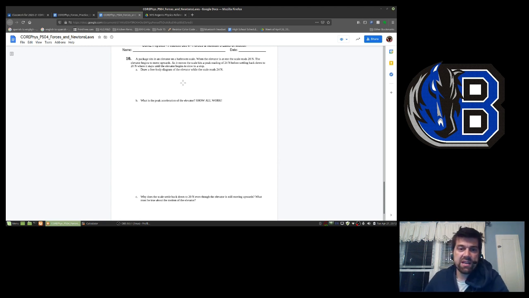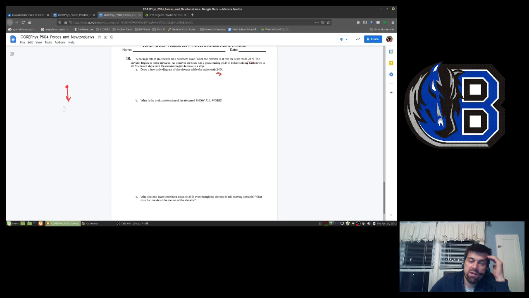Alright, a package sits in an elevator on a bathroom scale. When the elevator's at rest, the scale reads 20 newtons. Well, when I step on a scale and I'm at rest, the scale matches my weight. That's the weight of the package. The elevator begins to move upwards. I go from not moving to moving upwards. I'm accelerating upwards. As it moves, the bathroom scale hits a peak reading of 24 newtons, but then settles back down where it stays until the elevator begins to slow. Draw a free body diagram for the elevator while the scale is at that peak reading of 24.